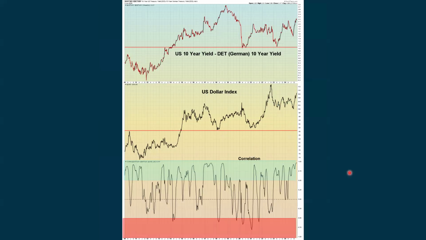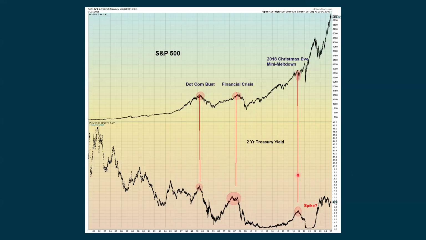Then we look at the US 10-year yield on top and we subtract the German 10-year yield. And believe it or not, that actually leads to a line that tends to closely match what the US dollar index is doing. And we can see down on the bottom that the top chart and the middle chart, there's a high correlation between them, which is kind of freaky, but again, it just looks at the interplay between interest rates and the US dollar index.